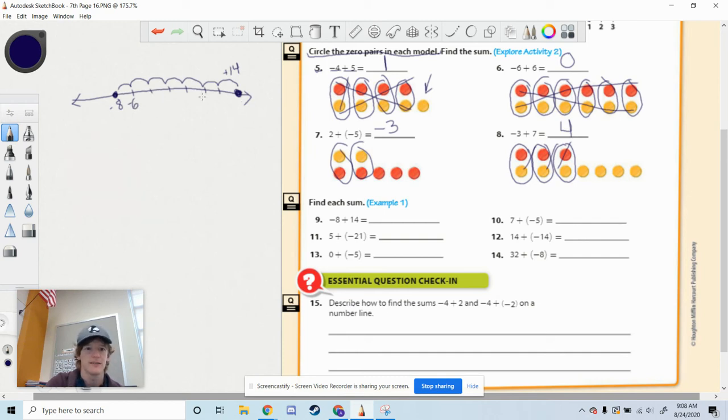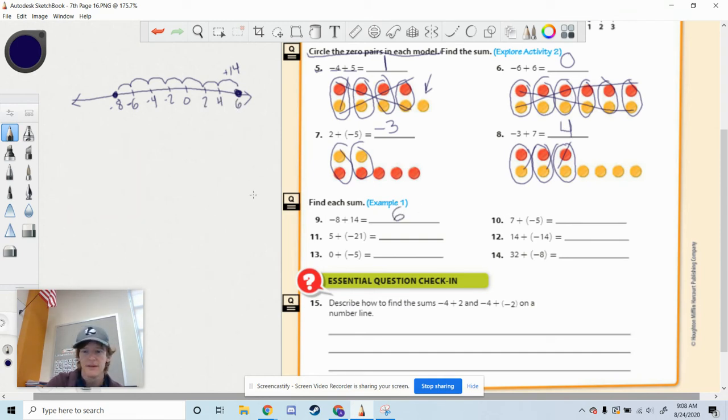Remember, if we go to the right, these numbers are getting bigger. If they're negative, they're just getting closer to 0 before they'll switch and become positive. So negative 6, negative 4, negative 2, 0, 2, 4, 6. And that would be 6.